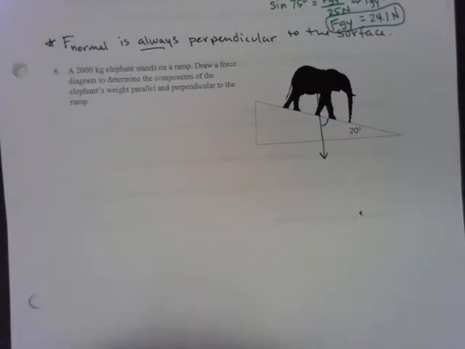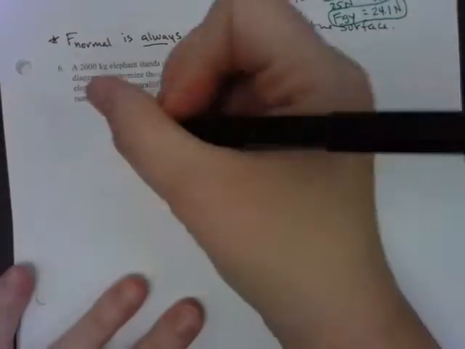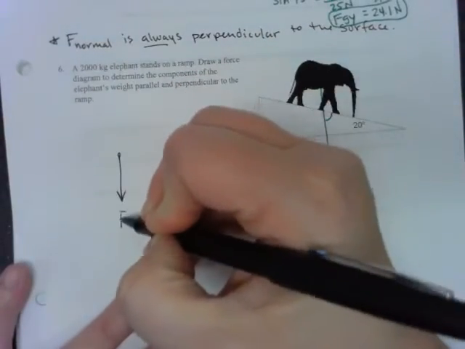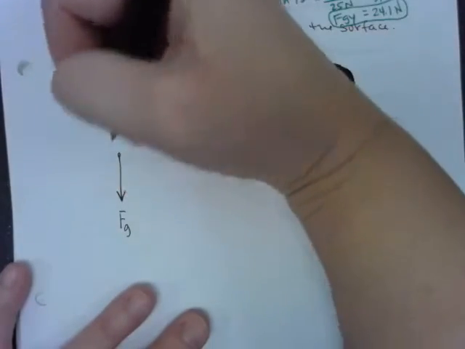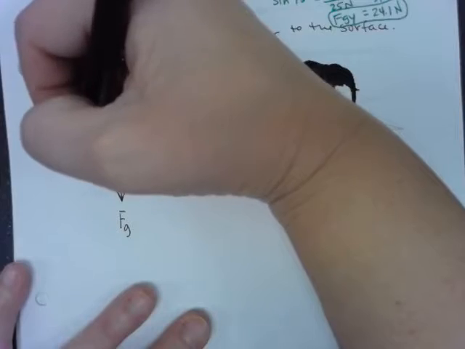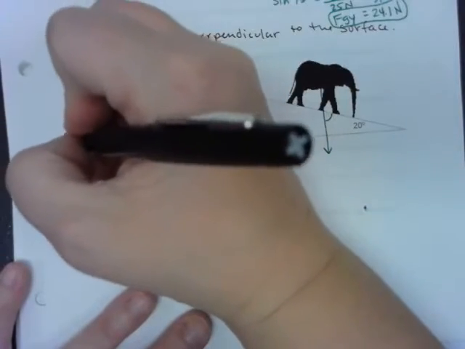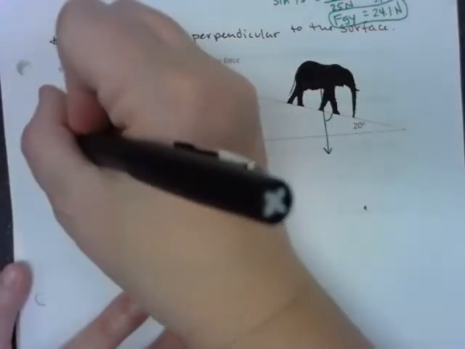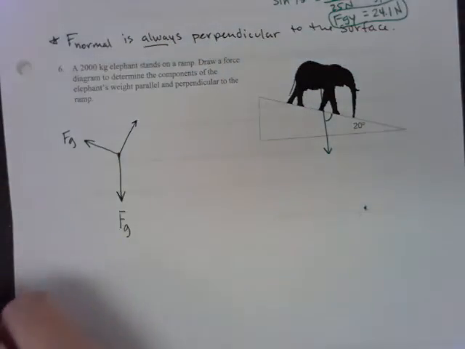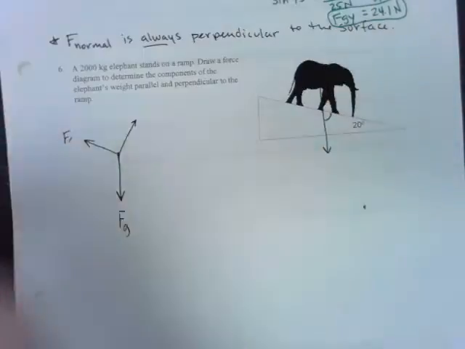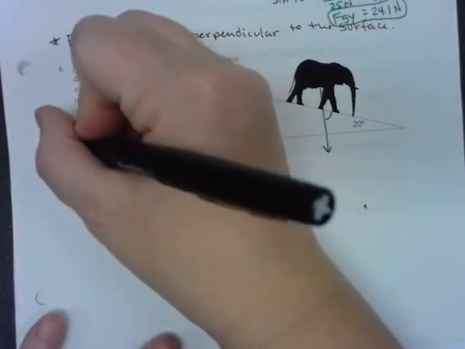So when we draw our elephant, I'm going to redraw this as a force diagram. We've got gravity pointing downward. I'm going to try to draw this nicely here. Gravity and normal force. Oh, this isn't gravity. Sorry, I misspoke there. That should be friction.